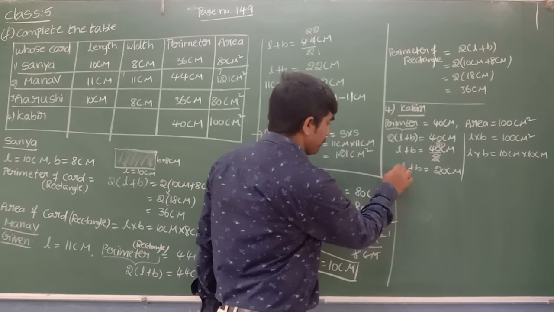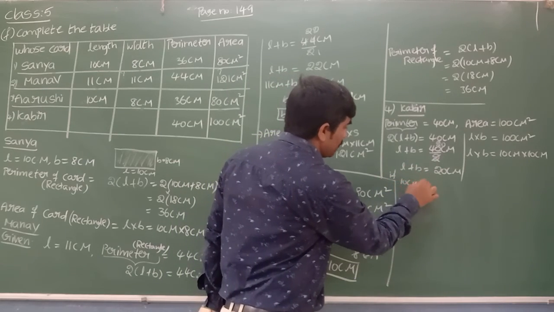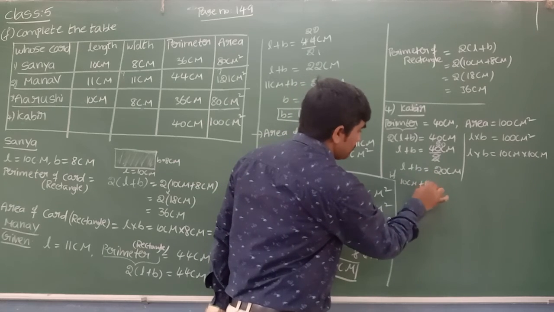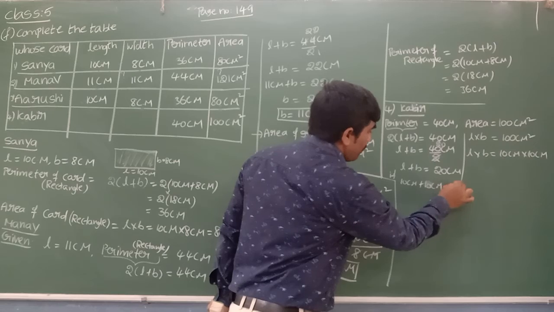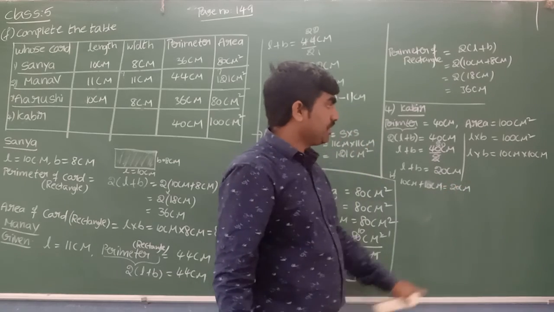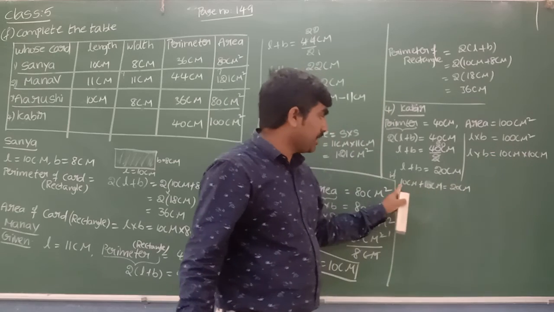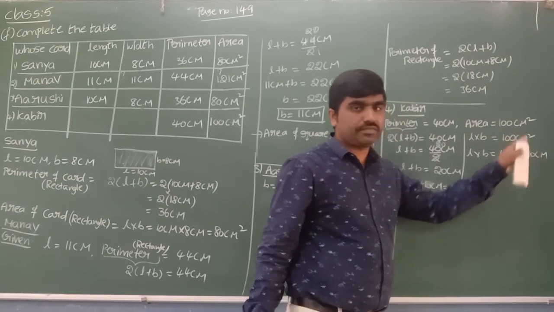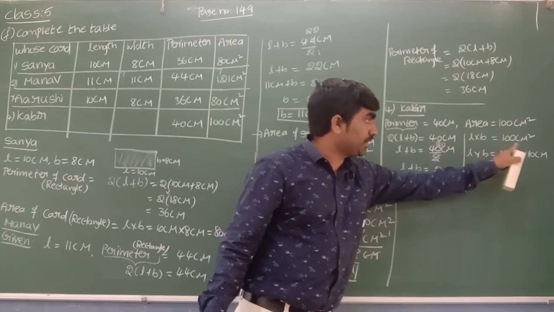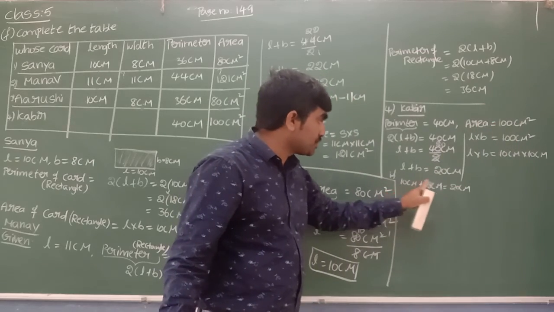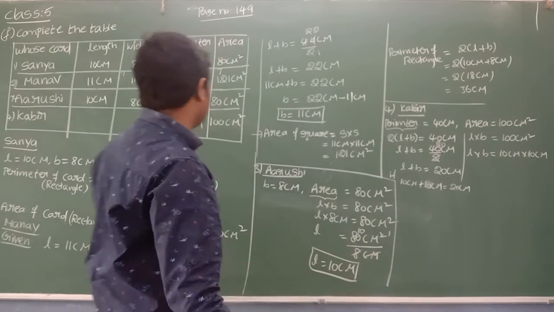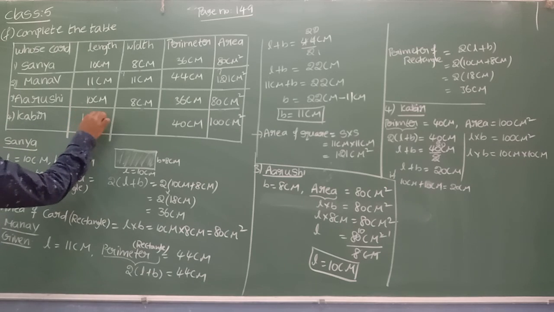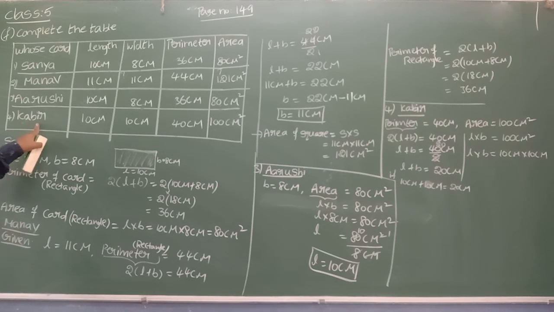If length is 10 centimeters plus breadth 10 centimeters, both together equal 20 centimeters. 10 tens are 100, and 10 plus 10 is 20. So we can go with length 10 and breadth also 10. Understood? By multiplying these two, 10 tens we get 100. By adding these two, 10 plus 10 we get 20. So we'll go with length is 10 centimeters and width is 10 centimeters. Both are same. So I think he prepared which type of card? Square card. Hope it is clear to all.